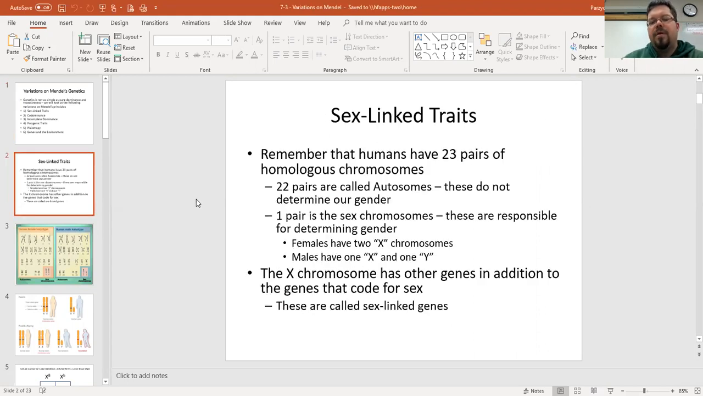We talked about humans having 23 homologous chromosomes, or 46 total chromosomes, but 23 pairs, I should say. We inherit 23 from mom and 23 from dad. Of these pairs, 22 are called autosomes that do not determine our gender. They contain genes that ultimately determine all traits minus gender. There's one pair of chromosomes called the sex chromosomes that are responsible for determining gender.